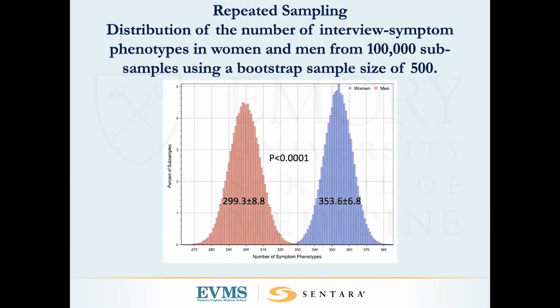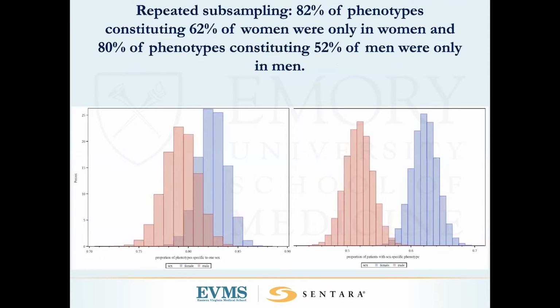Again, with repeated sampling, the distribution of the number of interview symptom phenotypes in women and men from 100,000 subsamples using a bootstrap sample size of 500 showed that women had significantly more phenotypes than men. And again, repeated subsampling showed that 82% of phenotypes, constituting 62% of women, were only in women, and 80% of phenotypes, constituting 52% of men, were only in men. The differences were more extreme in this one because there were more phenotypes, and there were more phenotypes because they collected more information on more symptoms. And so this all makes sense.